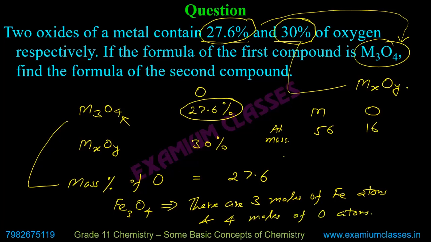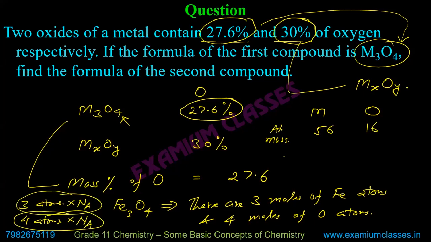Why? Because if you consider just one molecule, there are 3 atoms of iron and 4 atoms of oxygen, and if you multiply both by Na, these will become moles. So these values are nothing but the moles, the molar ratio. This concept we will use now, and we will use the concept of conversion. You know from mass how we can calculate moles.